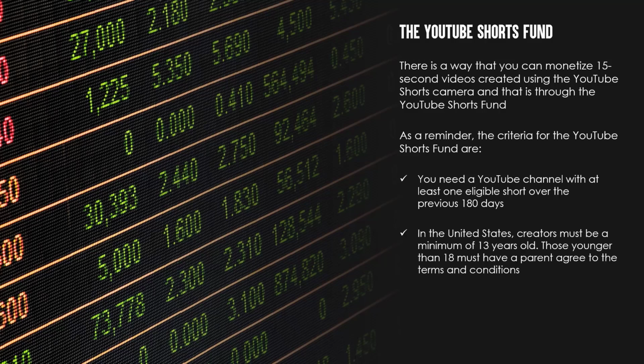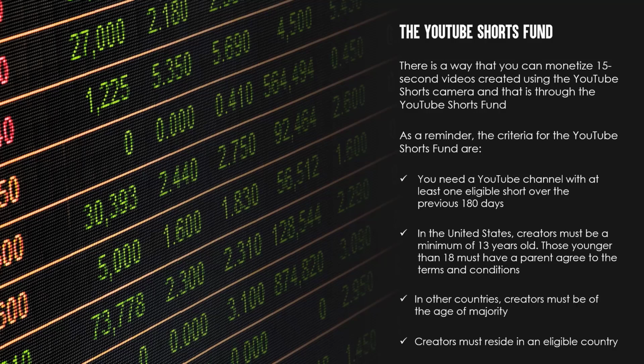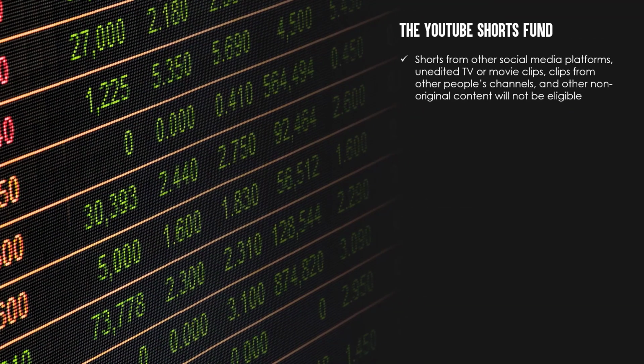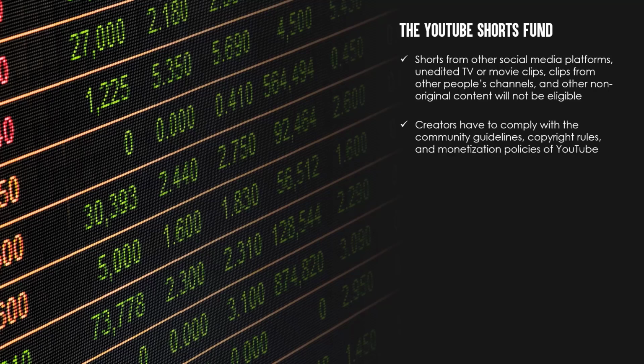In the United States, creators must be a minimum of 13 years old. Those younger than 18 must have a parent agree to the terms and conditions. In other countries, creators must be the age of majority. Creators must reside in an eligible country. Shorts from other social media platforms, unedited TV or movie clips, clips from other people's channels, and other non-original content will not be eligible. Creators have to comply with the community guidelines, copyright rules, and monetization policies of YouTube.